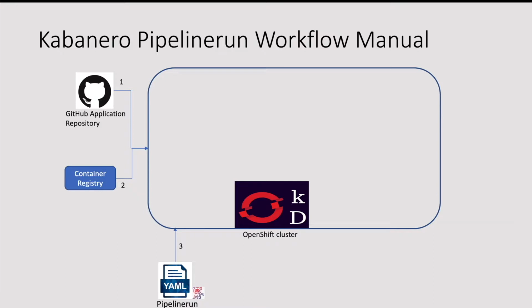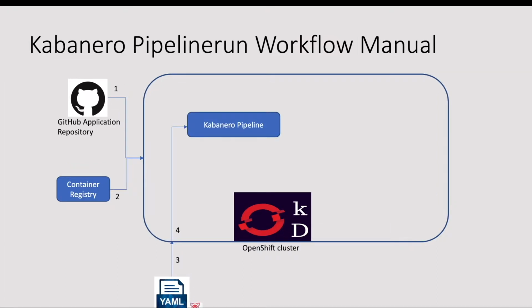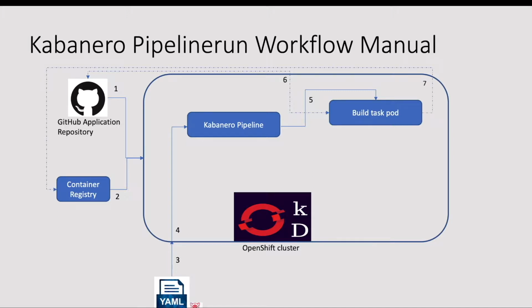Then we run the pipeline run, which will initiate the Kabanero pipeline inside the OpenShift cluster. The Kabanero pipeline will be related to one of the collections, and in our case, it is the Java microprofile collection. This will begin the build task pod in our Kubernetes platform. The build task pod will pull the GitHub repository code which we have and build the project, and once the project is ready, the container image will be created. That container image will be pushed to the container registry which we gave at the beginning.